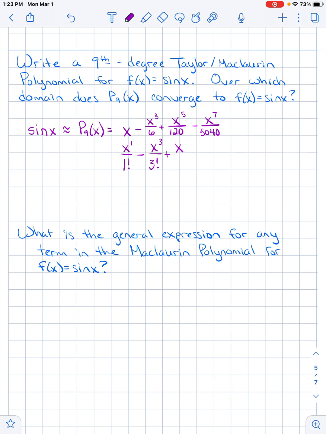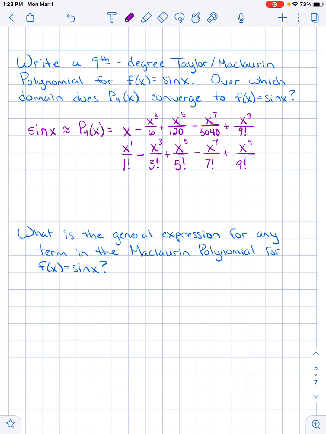And then this is x to the fifth over 5 factorial, minus x to the 7th over 7 factorial. So I know now, following this is positive, negative, positive, negative. This next term is positive x to the 9th over 9 factorial. Sorry, I didn't even calculate that one. I should have. So there's the 9th degree polynomial.